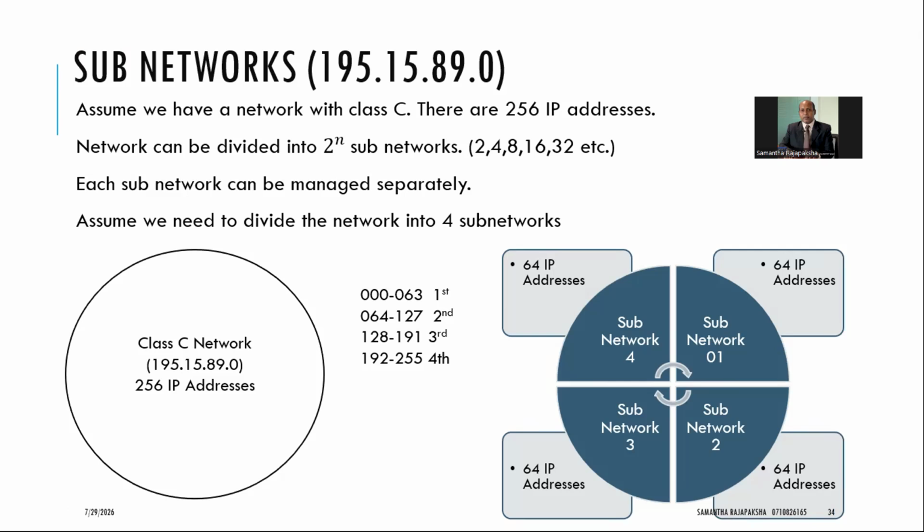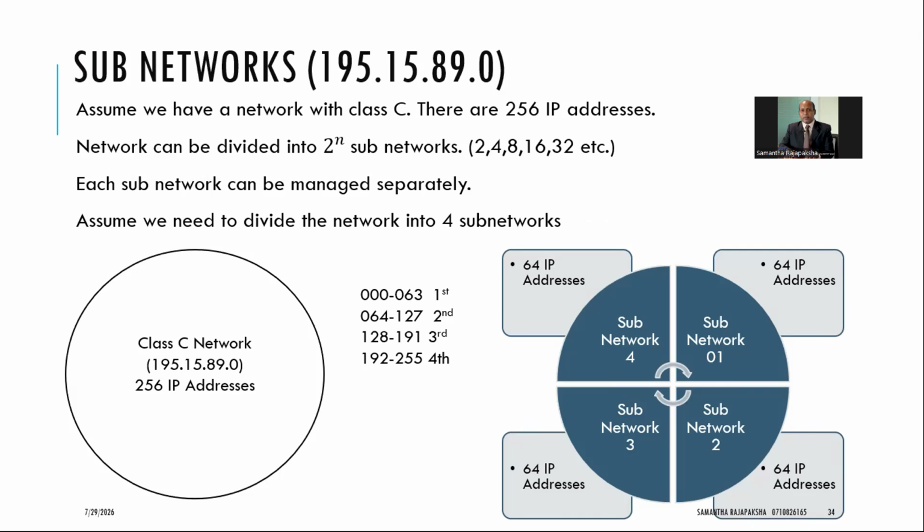Now, in this case, we know it's a class C IP. So in this one, 195.15.89 is common for all the IPs. What we can do is define that the IP address goes from 0 to 255. There are 256 IPs. Then 256 divided by 4. If you divide into equal subnetworks, then you are getting 256 divided by 4. Each network gets 64 IPs because 64 times 4 is 256.